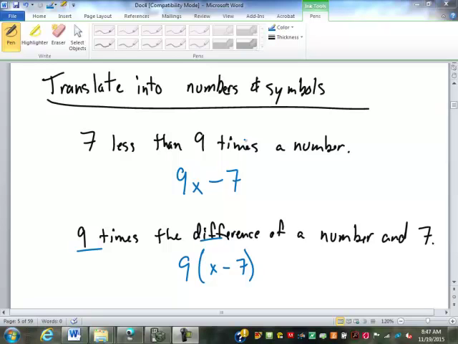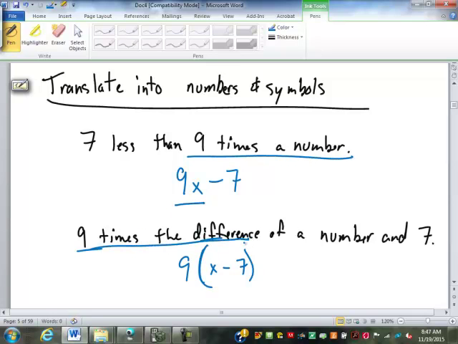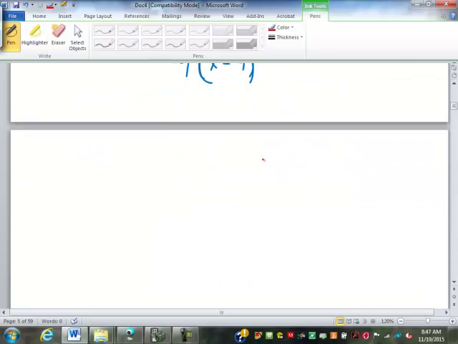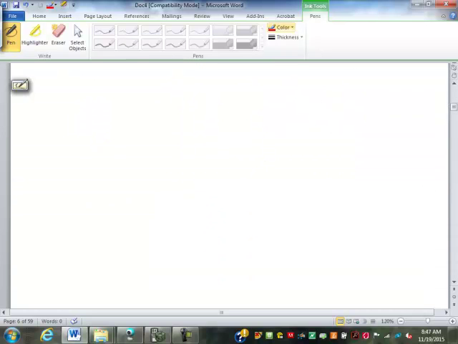So there's a subtle difference between the two of them because it's 9 times the number here, it's just 9x. Since it's 9 times the difference, it's 9 times parentheses around the x minus 7. So when it's 9 times the difference, it's implying you get the difference first, or you subtract first. Now, as we mentioned, the word "is" implies an equal sign.